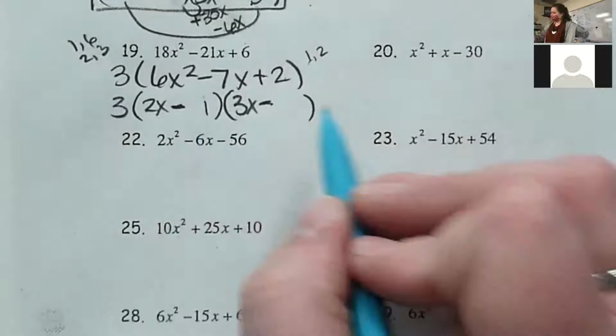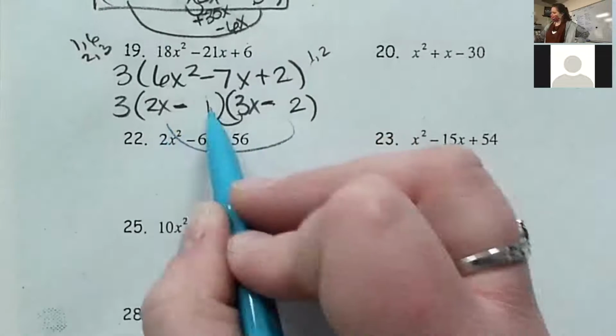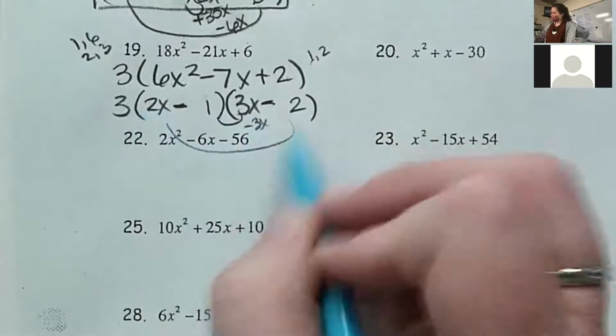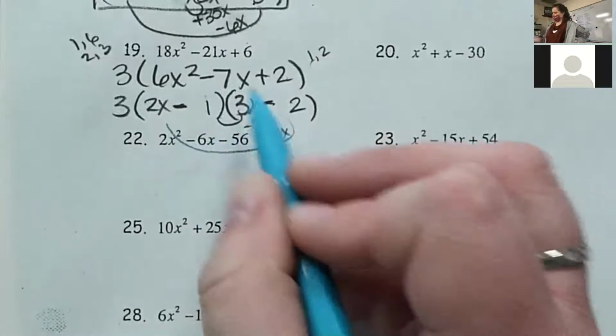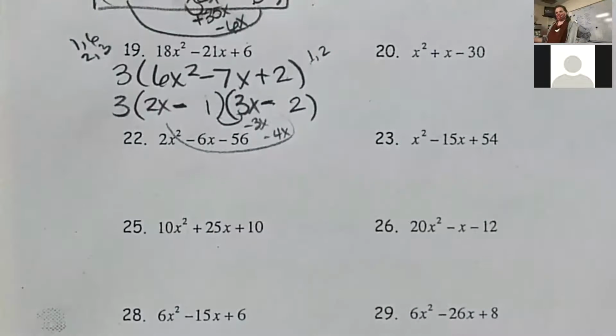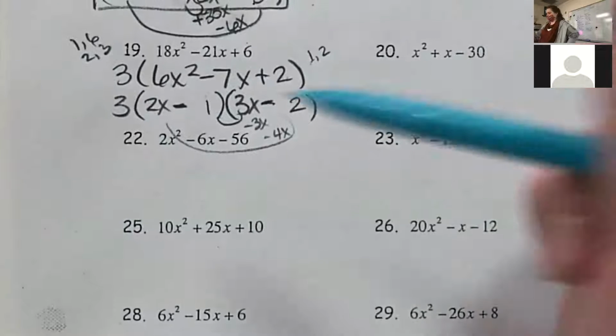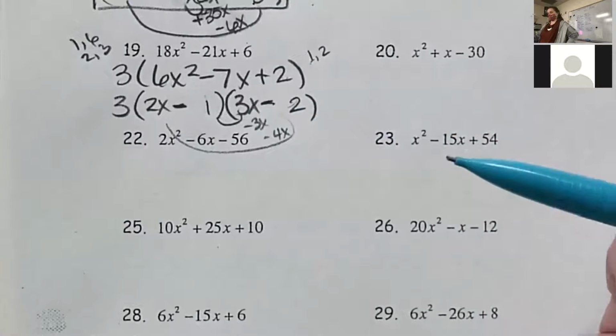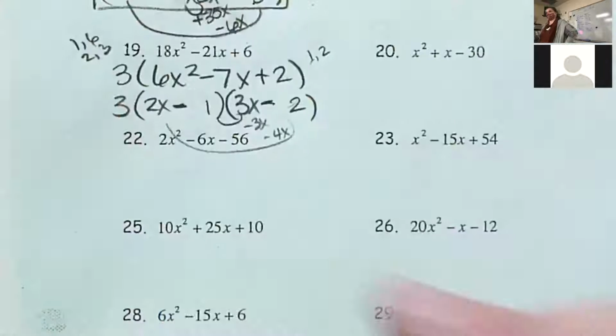If you don't know, just try something and draw in your loops. Well, 1 times 3, that's a negative 3. And that's a negative 4. Does that add up to get you negative 7? Sure does. If that didn't work, then you try 2 and 1. Then if that didn't work, then you'd go back to the 1 and 6.